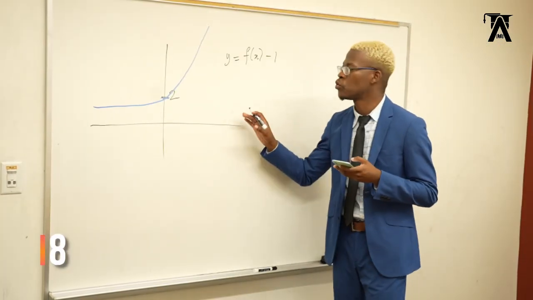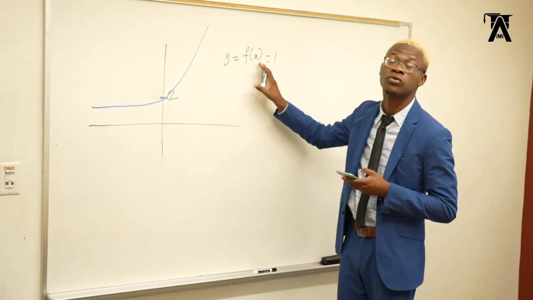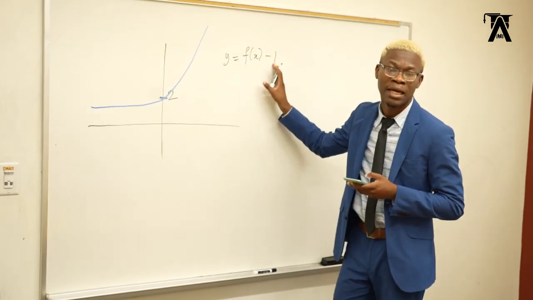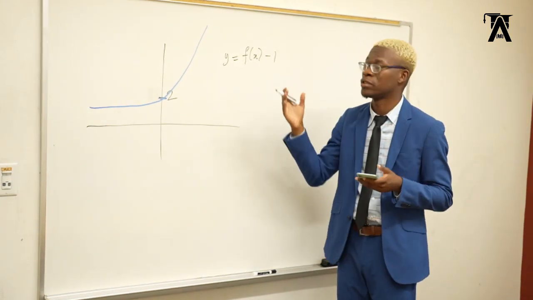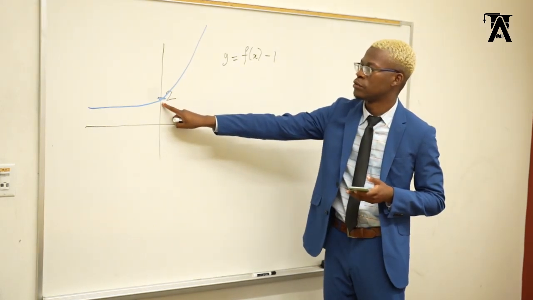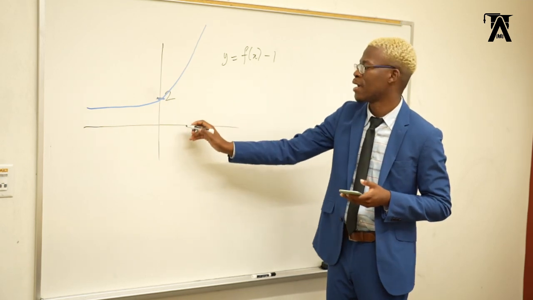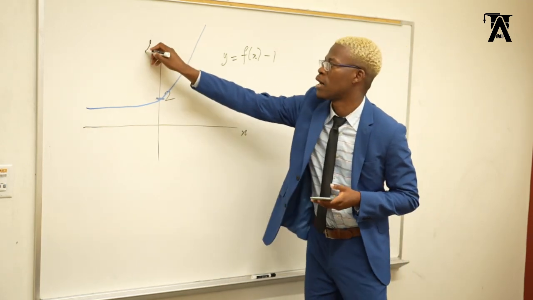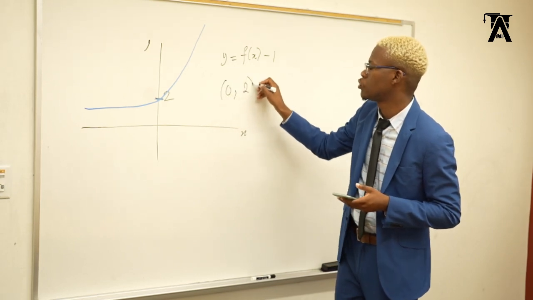In question 8, we have this graph, and we're told that this graph represents y equals f of x minus 1. And the question says, which equation could define function f? Now, if you look at this graph here, because this is x and this is y, there's a point here where x is 0 and y is 2.